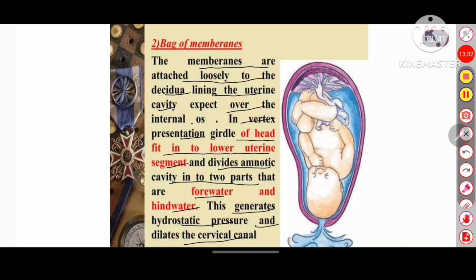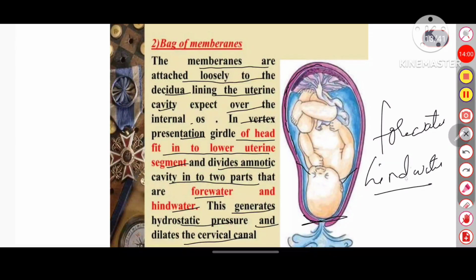So what happens here is, see here, the membranes which are attached to the lining of the uterus, except in the lower part of the cervix, divide this amniotic sac into two divisions. It is a forewater and the hindwater. Because of this there is an increased amount of hydrostatic pressure. This hydrostatic pressure helps in dilating this cervix.